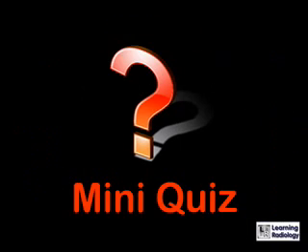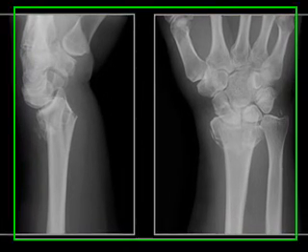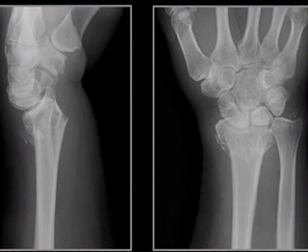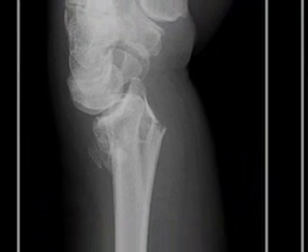Now it's time for your mini quiz. Pause your computer or MP3 player and take a look at this frontal and lateral wrist on a patient who fell on their outstretched hand. What kind of fracture is this?